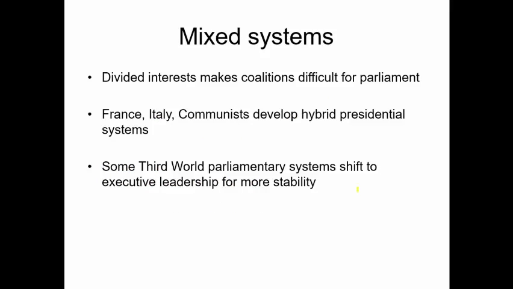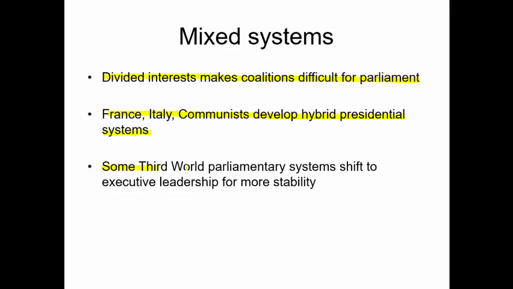So what we have here is some areas where they're trying to provide mixed systems. We've talked a little bit about that before with the consensus parliaments. And so mixed systems where the divided interests make coalitions more difficult for a parliament. We see that France, Italy, and the former communist systems had developed hybrid presidential systems. They are still showing mixed results.